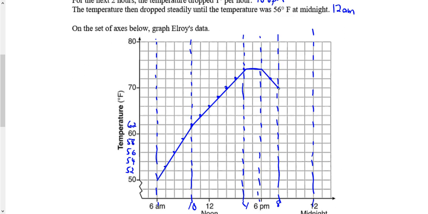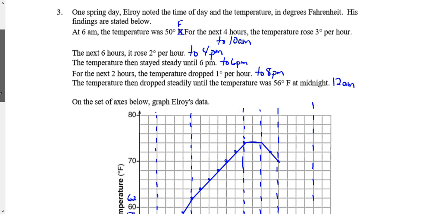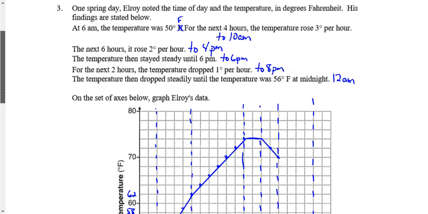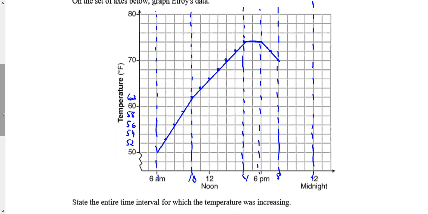And then what happened? Drop until 56. So until 56, right? They give us a rate of change and an ending temperature, so we have to find 56. Between here and here, it went from here down to 56. So down to there. So 56, right there.